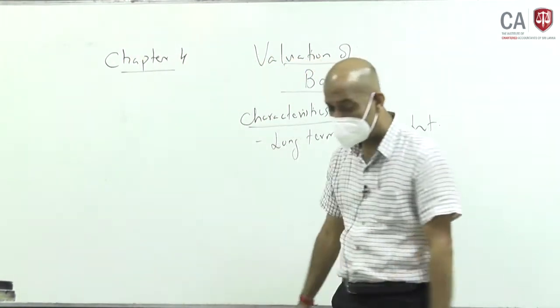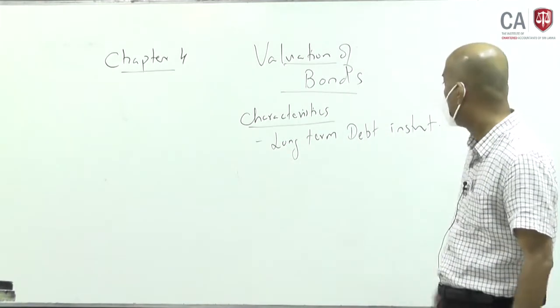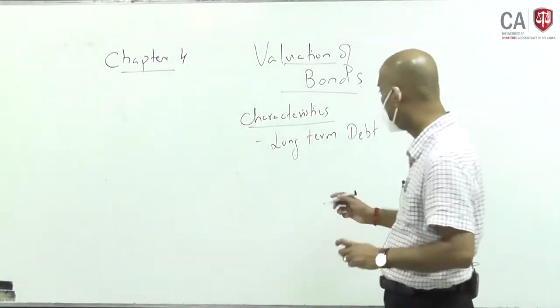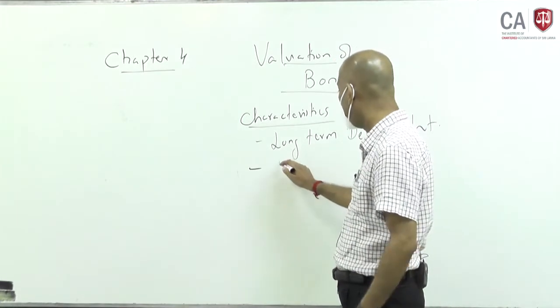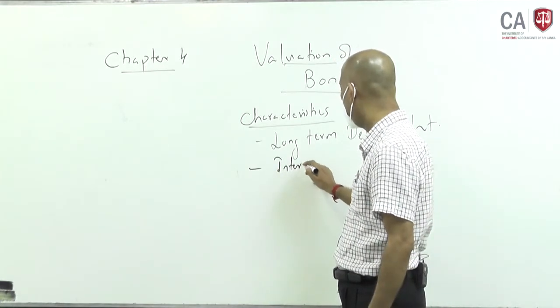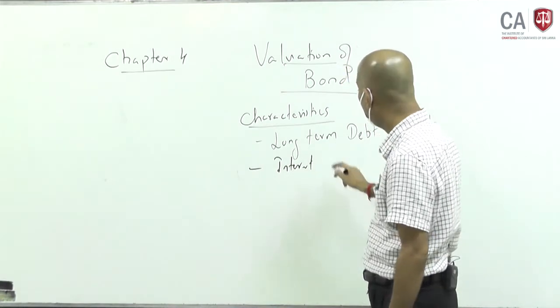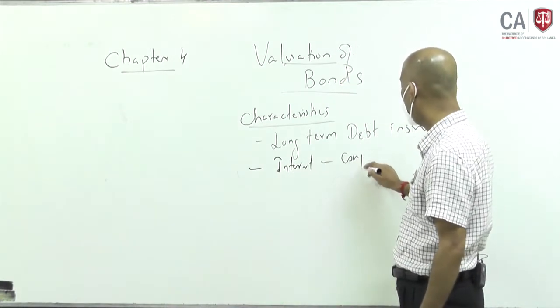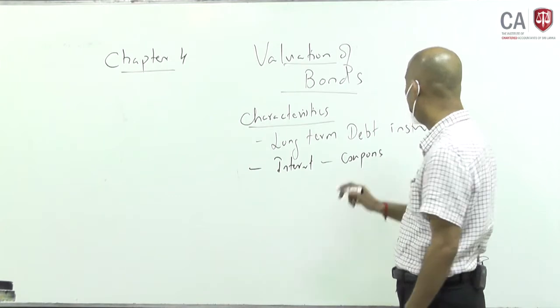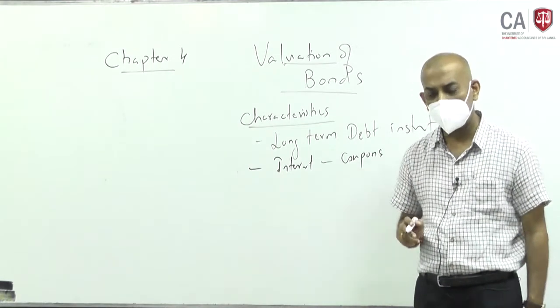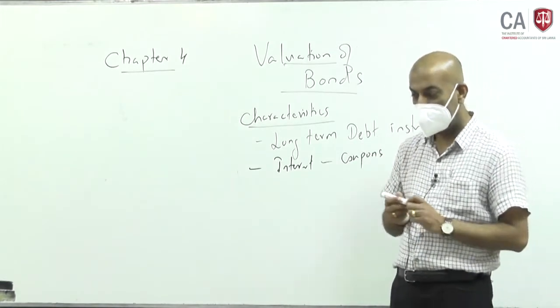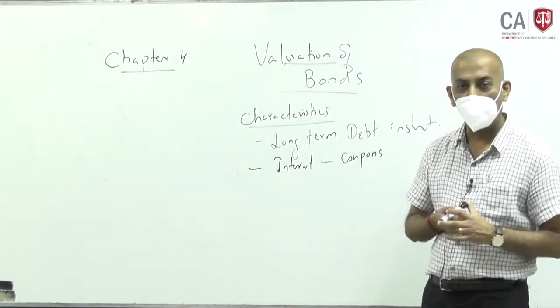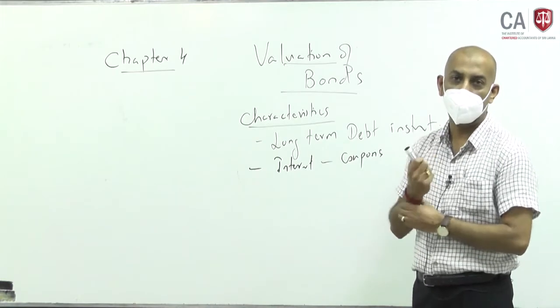then moving on, the characteristics of bonds. So you have a long term debt instrument. Then generally the interest on the instrument is paid as coupon rate. Interest is paid in terms of coupons. So most of the bonds, I think there will be a zero coupon bond where there is no coupon. But otherwise all the bonds will have a coupon.